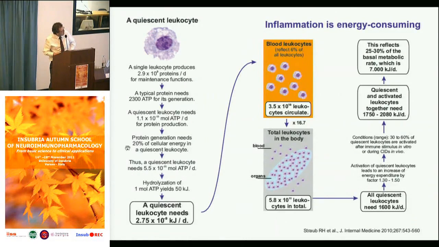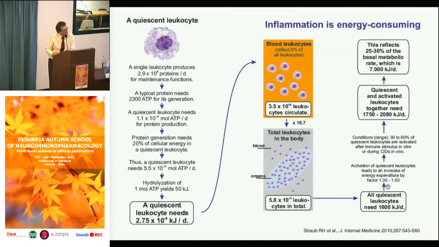And when you use this number and this number, they can come up that a sleeping leukocyte has 5.5 times 10 to the minus 11 mole ATP. And the hydrolysis of one mole ATP yields 50 kilojoules. So this is the energy level, the kilojoules. With this and this, you say a sleeping leukocyte needs 2.75 times 10 to the minus 9 kilojoule per day. But with the number of the circulating leukocytes and the tissue leukocytes, with these two numbers, with the very high numbers of leukocytes, we come up with a number of 1,600 kilojoule per day.